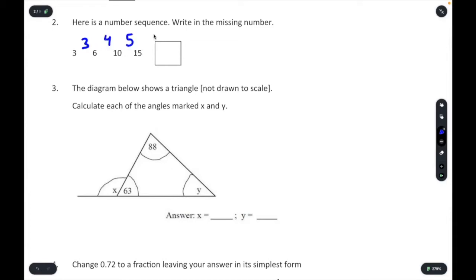Next, therefore, we want a difference of 6. So if we add 6 to 15, we get 21. That's our final answer.